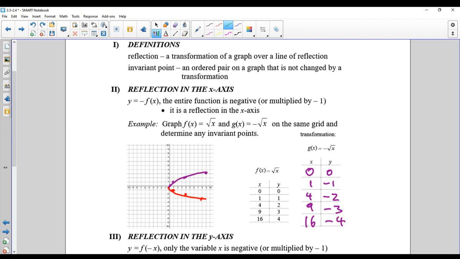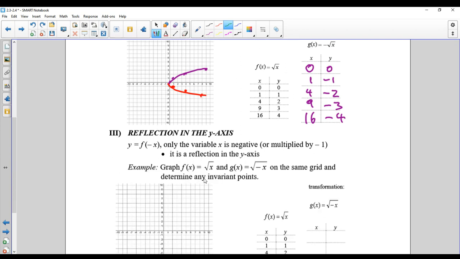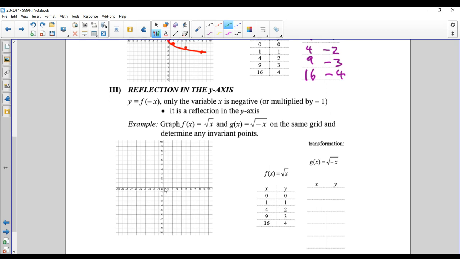Reflection on the y-axis, how is that different? Okay, that's different because now we're going to leave all the y's the same the way they were, but now we're going to make all the x's the opposite sign. The x's are the ones that get the opposite sign. So first of all, let's go ahead and graph the y equals square root of x function again. So 0, 0, I start off with purple again. 1, 1, 4, 2, and 9, 3.